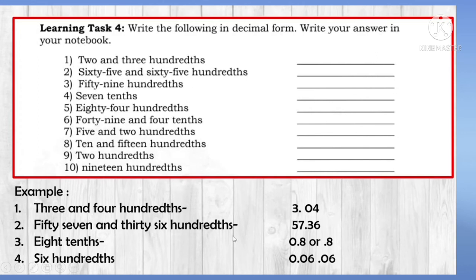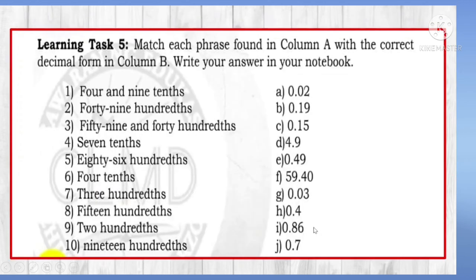Ibig sabihin, pag may "and", yun na yung point. Okay? And pag may "and", that is point. 3 and 4 hundredths. Bakit 0.04? Bakit hindi 0.4? Kasi po, di ba, kanina, yung 0 ay nasa tenths at yung 4 ay nasa hundredths. So, ganito po sinusulat ang 3 and 4 hundredths. Next, 57 and 36 hundredths. Ayan. So, 57 yung whole number natin, and yung decimal natin, 36 hundredths. Ayan. 36 hundredths. Ones, tenths, hundredths.